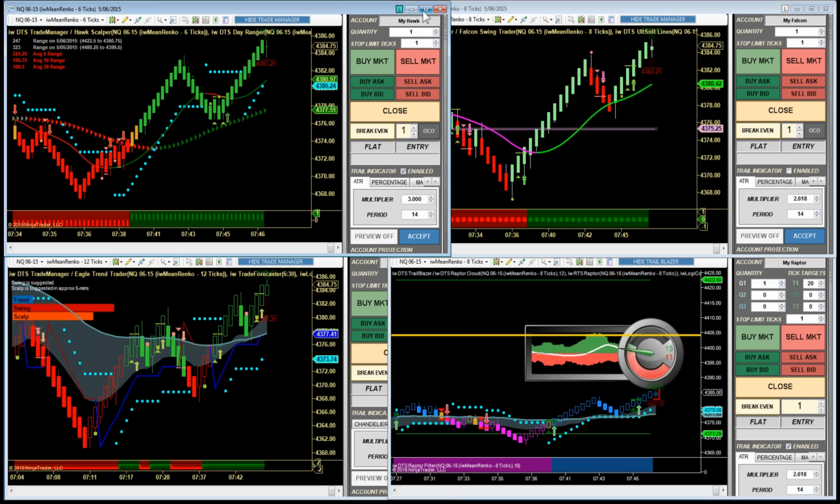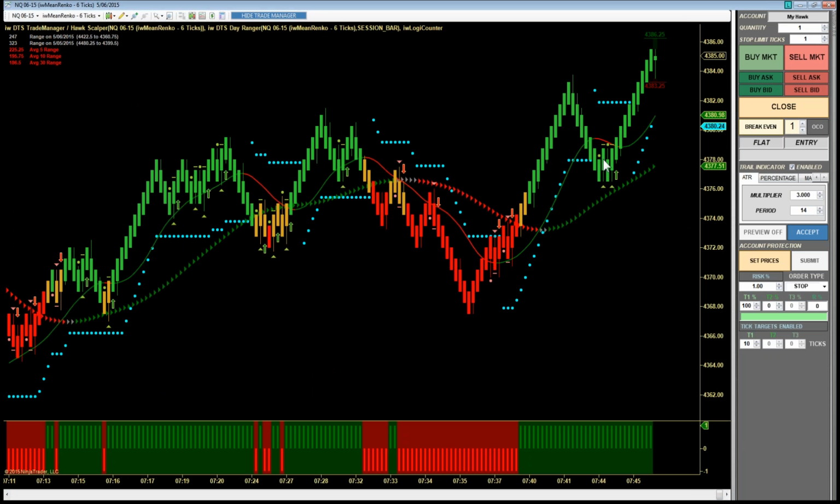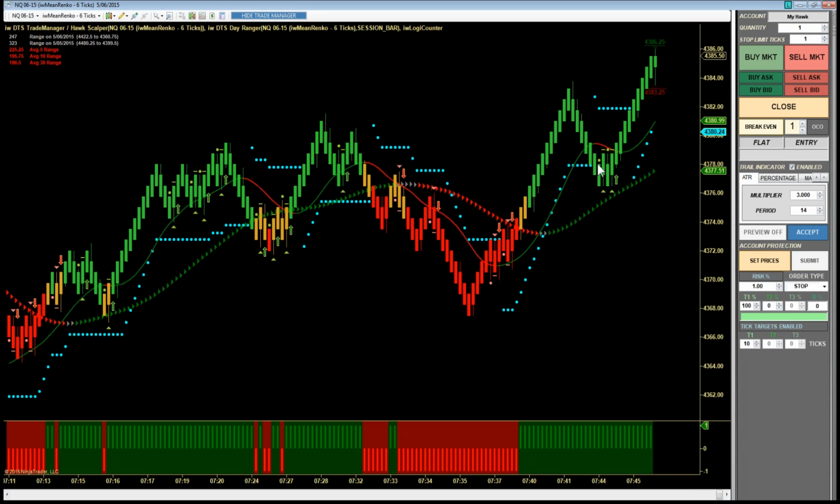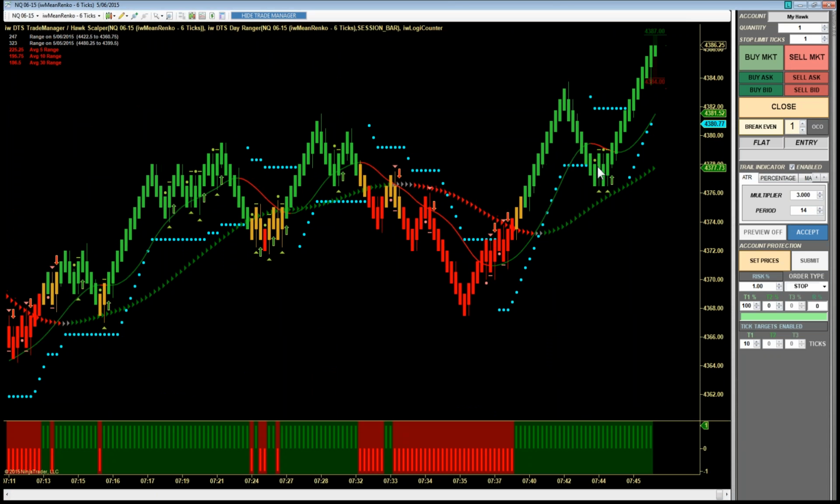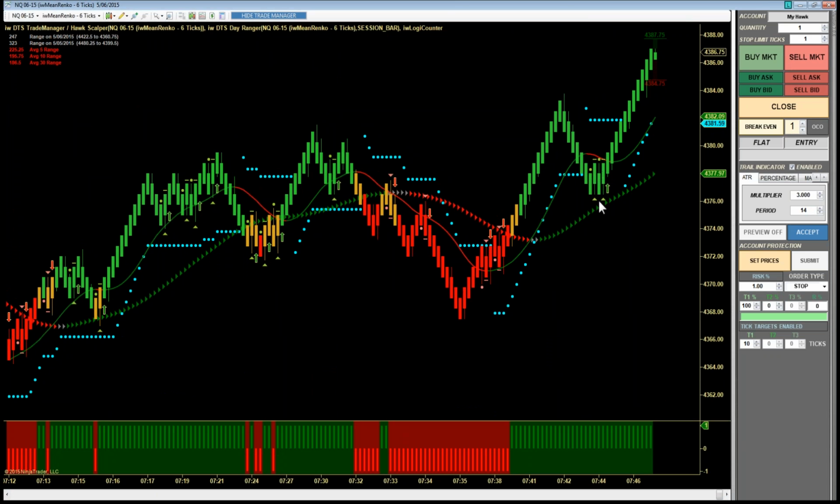Here's another high probability signal on the Hawk, which had very nice follow through, this macro pullback signal. Macro pullback signal, easy to identify because everything is in sync except the micro line. The micro line goes out of sync.